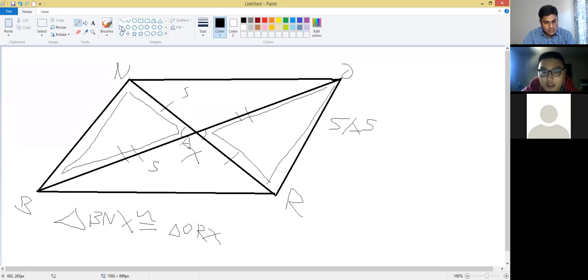So we know this line and this line are equal. This line and this line are equal. So it gives us two equal lines. And we know this angle is equal. Therefore, we have SAS. Okay. You can say it now, right? Yeah. Okay.